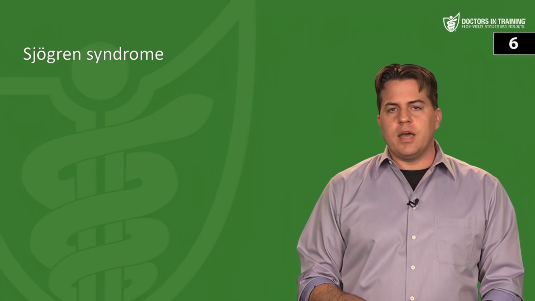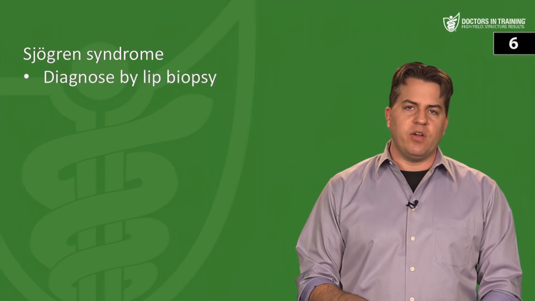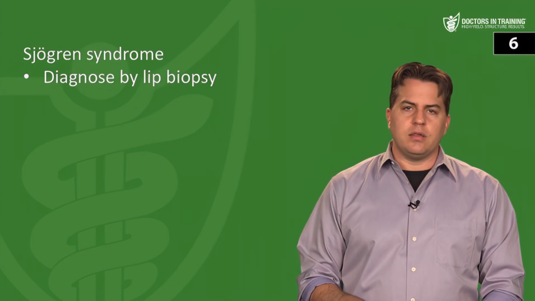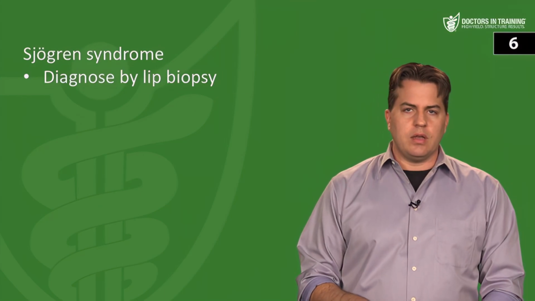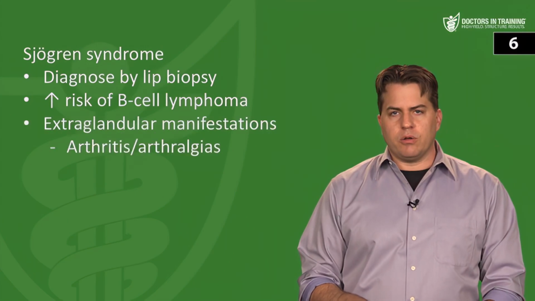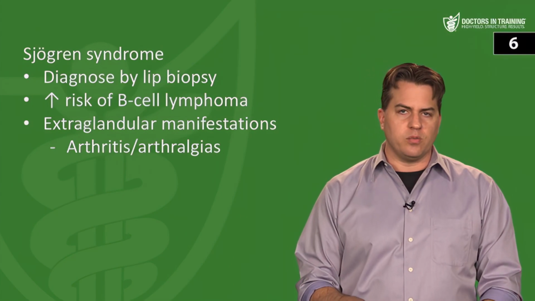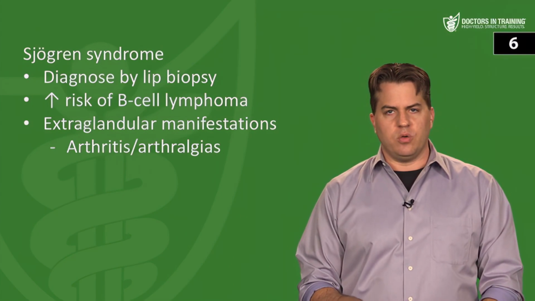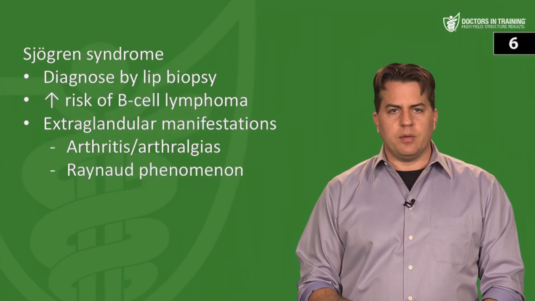The definitive way to diagnose Sjogren's syndrome is by biopsy of the lip to examine the minor salivary glands found there. I mentioned the disease is associated with an excessive lymphoid infiltrate. Associated with this is an increased risk of B-cell lymphoma. I mentioned arthralgias and arthritis as possible extraglandular manifestations. There are other possible extraglandular manifestations associated with Sjogren syndrome, such as Raynaud phenomenon, but those are beyond the scope of your exam.